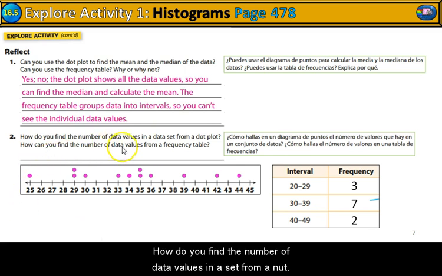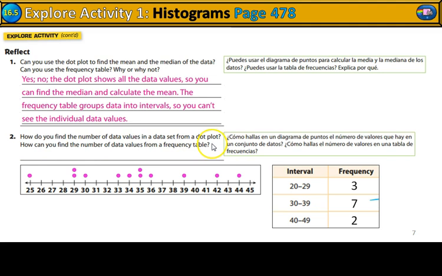So how do you find the number of data values in a set from a dot plot? How can you find the number of data values from a frequency table? Well, since there should be 12 players, there should be 12 dots. Since there's frequency, or how frequent it happened, just add up the frequencies for your total. In both cases, we should get 12.